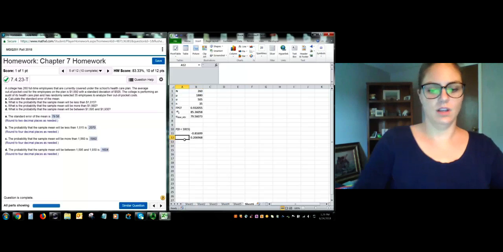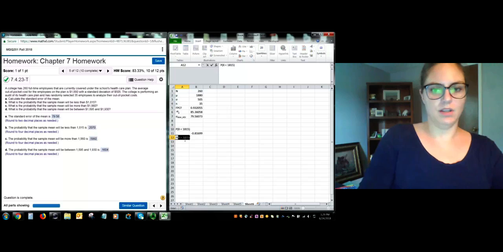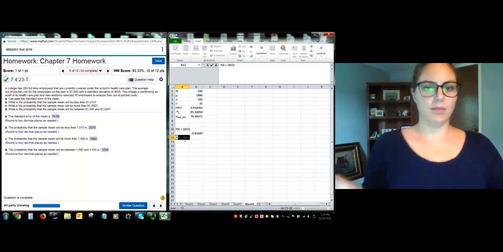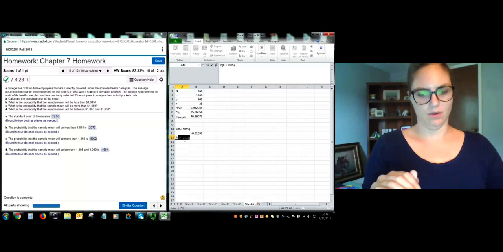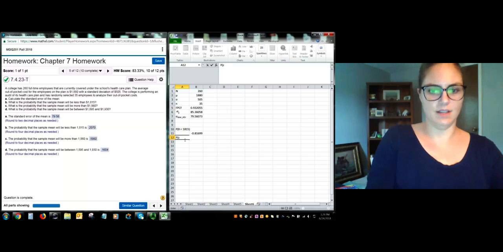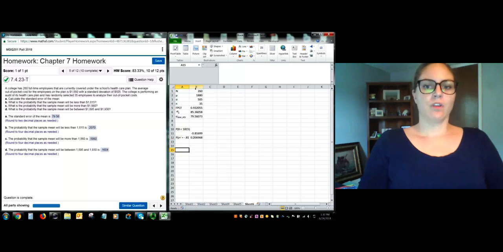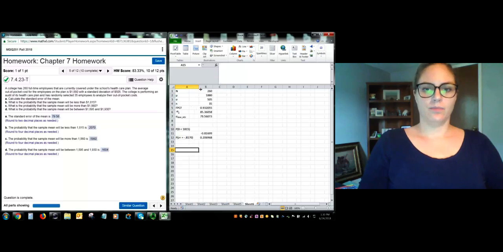Okay, so this is the probability. This is the same thing. The probability that x is less than 1815 is the same thing as saying that z is less than or equal to negative 0.81. These two are saying the same thing, given all of this information. Okay.